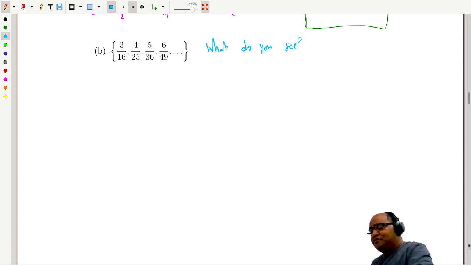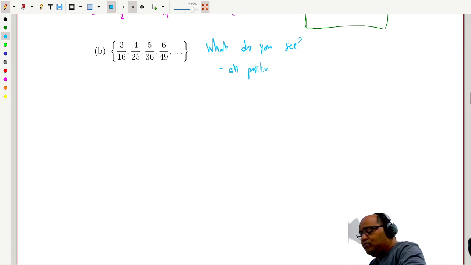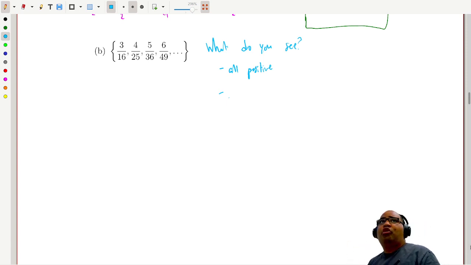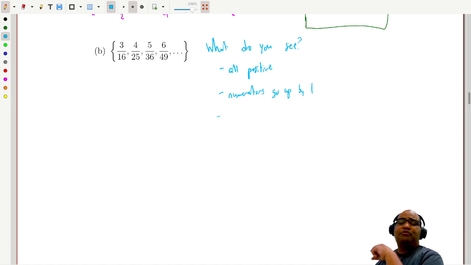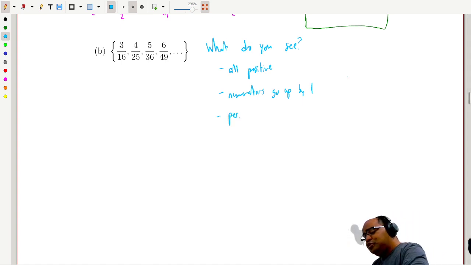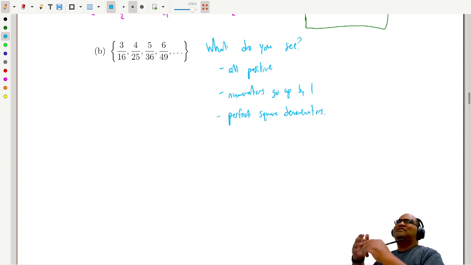Well, all the terms are positive, okay, and that might be an observation you can use. And look at the numerators, 3, 4, 5, 6. The numerators all go up by 1 at each step. And the denominators, well, 16, 25, 36, 49, those are perfect squares. We have perfect square denominators. But you see they're not starting at like 1.